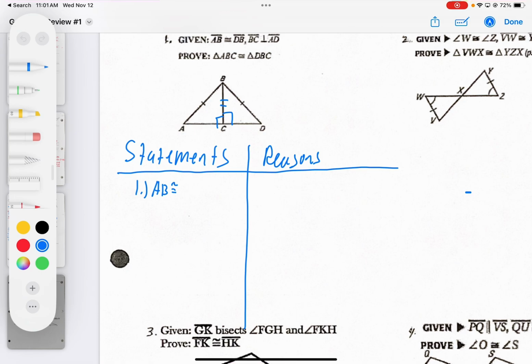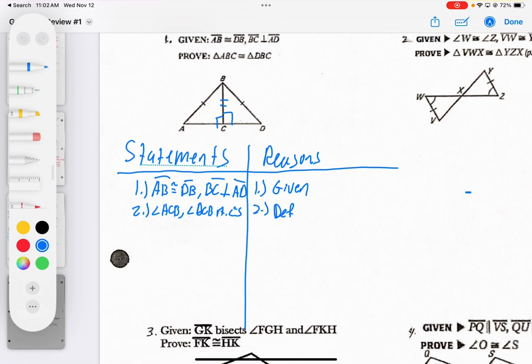AB congruent to DB. BC perpendicular to AD. And then that is given. Okay, and then we said that angle ACB, angle DCB are right angles. That would be definition of perpendicular. Here's how the route for HL theorem looked. You first have to state that they're right angles, or you could be given that. What do you state after that?